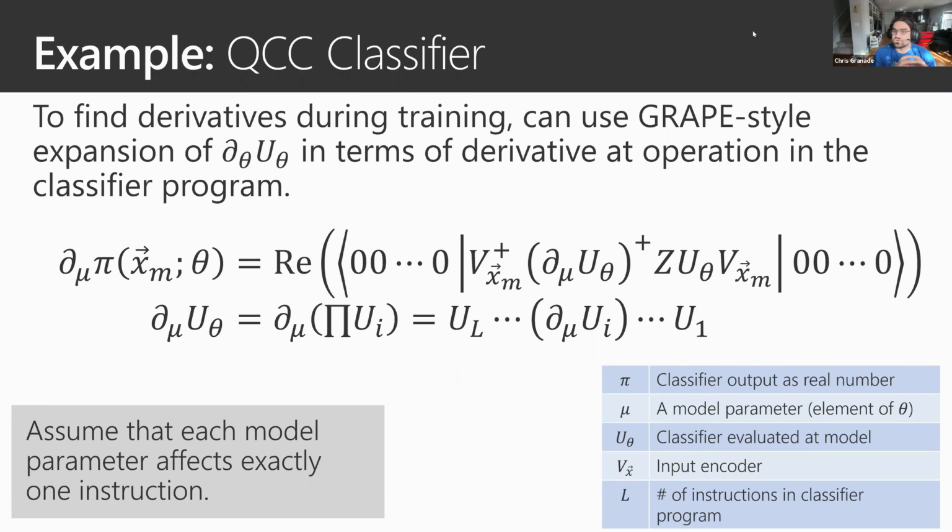So if we want to find derivatives during training, we can use ideas that came out of, say, optimal control theory, like the Granade algorithm, to expand the derivative of that unitary, U theta, with respect to theta, in terms of derivatives at each different instruction in that quantum program. So there's a few things that'll make this simpler. If we start off assuming that each model parameter affects exactly one instruction in our classifier program, then we can write things out like this, where, let's see.